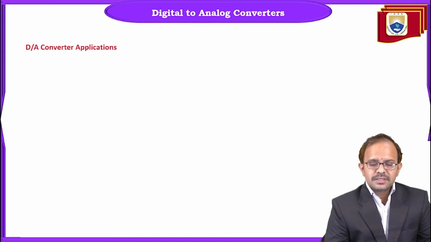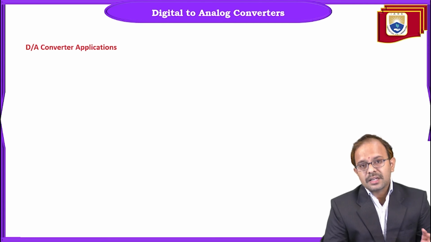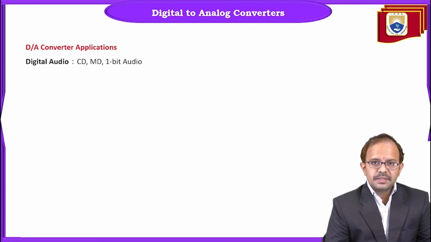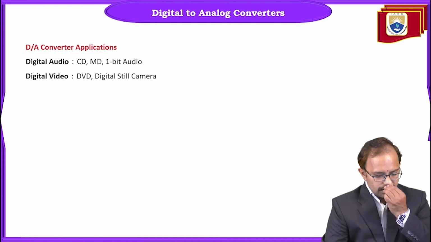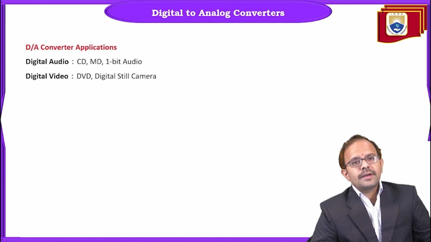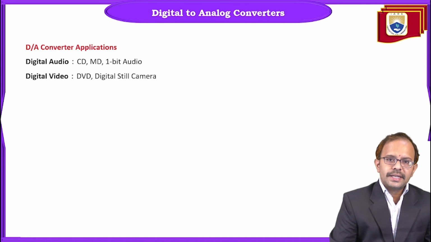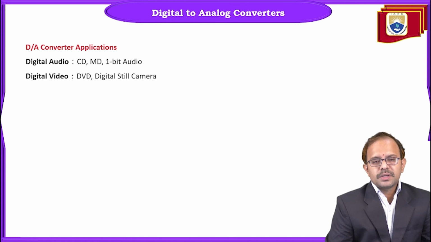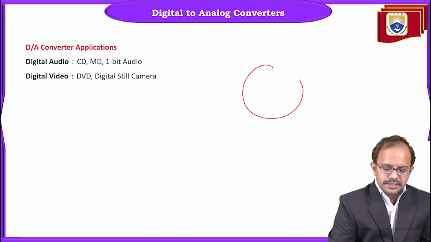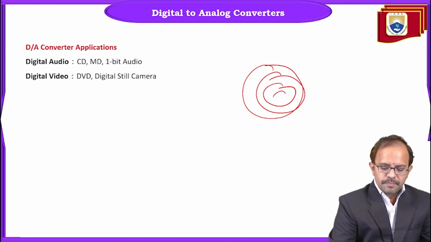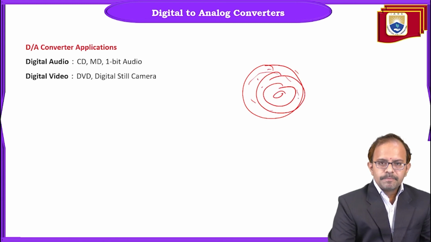Now what are the applications where we use digital to analog converter circuits? The best examples are CDs, 1-bit audio conversions, and digital video. Audio and video are in the form of digital data, so for the benefit of humans we need to convert this digital data back to analog. In a compact disc, the data is stored in the form of bits or bytes.